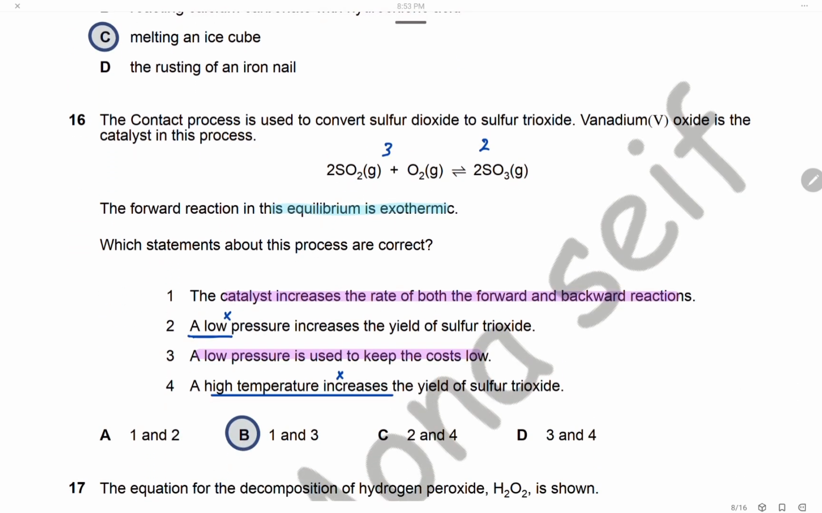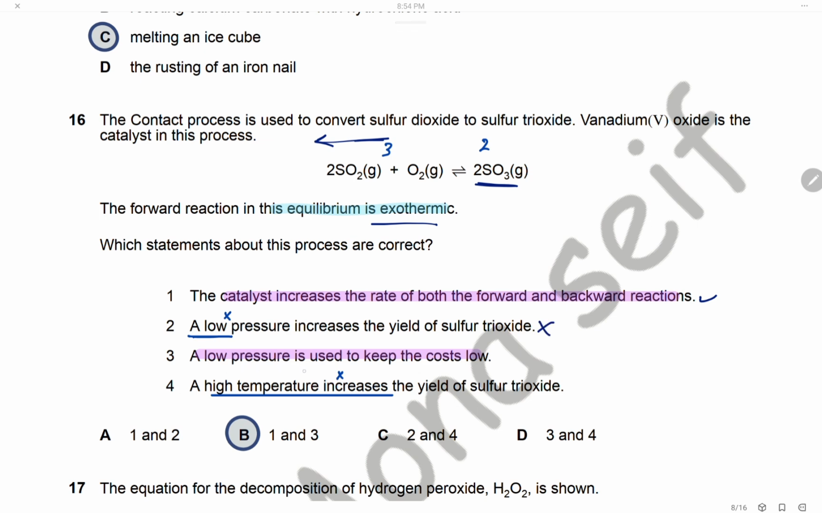Question 16. The contact process is used to convert sulfur dioxide to sulfur trioxide using vanadium pentoxide as a catalyst. The forward reaction is exothermic. Which statement about this process is correct? The catalyst increases the rate of both forward and backward reactions. This is of course correct. Catalyst increases both rates. Low pressure increases the yield of sulfur trioxide. This is wrong because low pressure will shift the equilibrium to the side of more moles, which is the left side, so the yield of sulfur trioxide will decrease. So 2 is wrong.